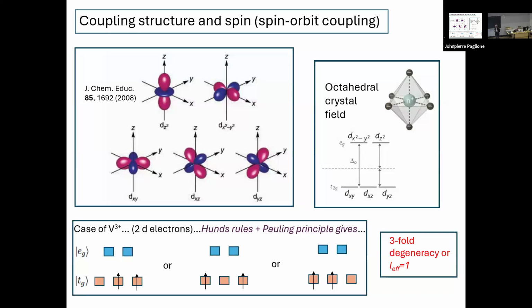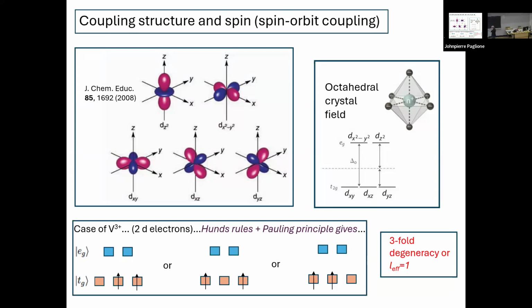It splits the 5d orbitals into a low energy triplet and an excited state doublet. Okay, so that's great. We've got the orbital angular momentum sorted out. Now we've got to put in spins. So let's just take the case of vanadium 3+, where there's 2 d electrons, because you'll see why this is a little easier to deal with.